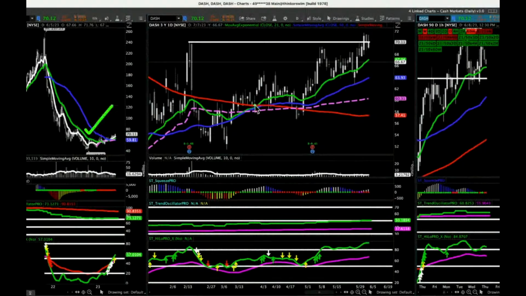But I would say overall, this still checks out. The hourly is still completely intact. I don't know if my level will be here or here. So what I would be looking for is just to see what the reaction is at that level. And we just frankly haven't got it yet.